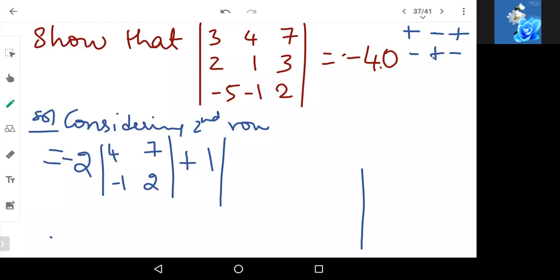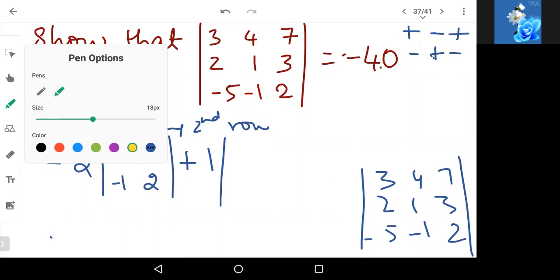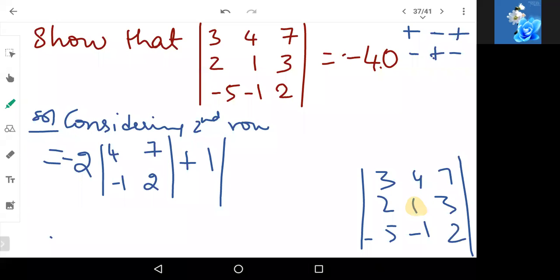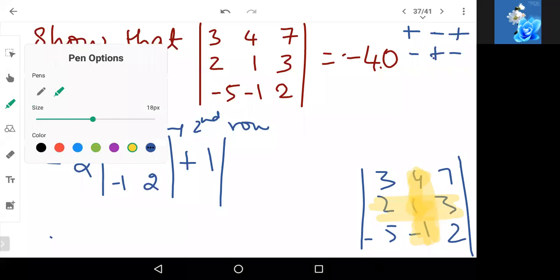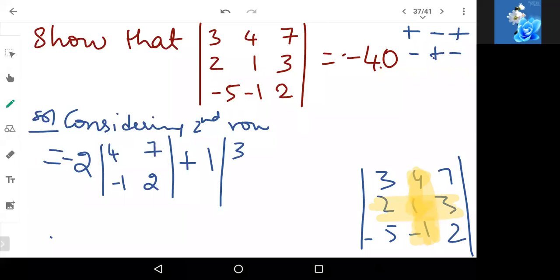So, let us write down the matrix again. 3, 4, 7, 2, 1, 3, minus 5, minus 1 and 2. Now, here I am considering the second element 1. So, I will not consider that row and I will not consider the second column. So, what is left out? I have 3, 7, minus 5 and 2. Okay, so this is the second one.